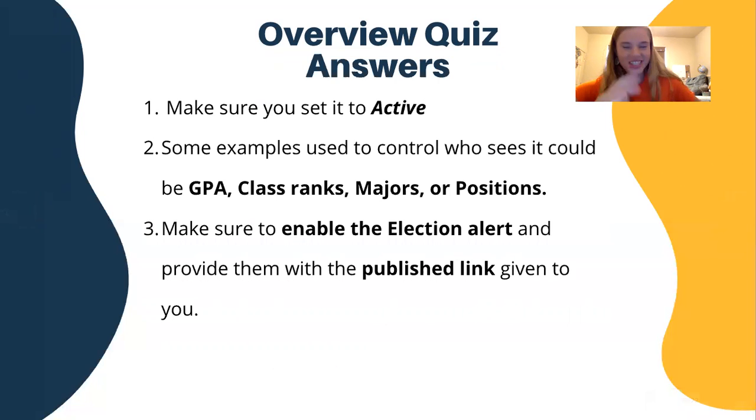But 1, make sure to set it active, like April said. It's not going to show to the people you want to give it to unless you click active. For 2, some examples, like April said, are class ranks, GPA, majors, or positions in your organization. And number 3, just like Marcella said, provide them with the link given to you and make sure to enable the election alert so they are alerted in their emails and on MineTracker.